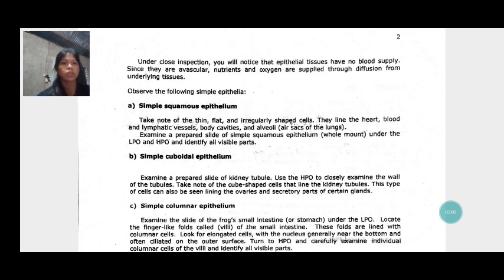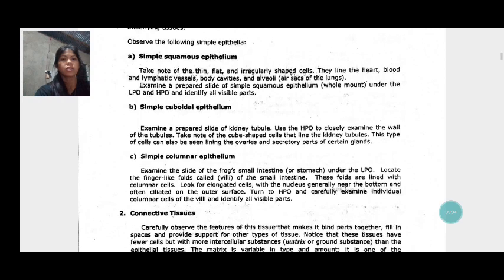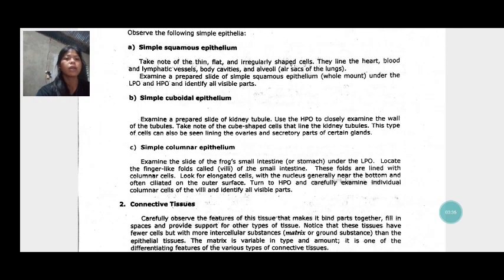First, simple squamous epithelium. Take note of the thin, flat, and irregularly shaped cells. They line the heart, blood and lymphatic vessels, body cavities, and alveoli, the air sacs of the lungs. Examine a prepared slide of a simple squamous epithelium or whole mount under the LPO and HPO and identify all visible parts. The second one is simple cuboidal epithelium.